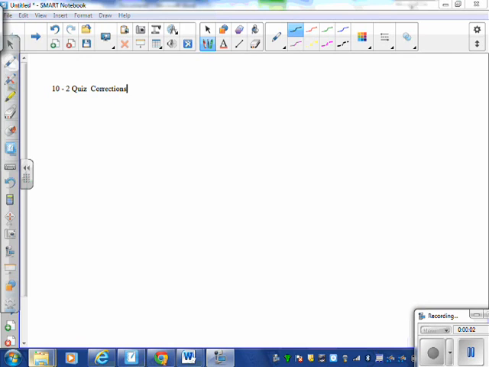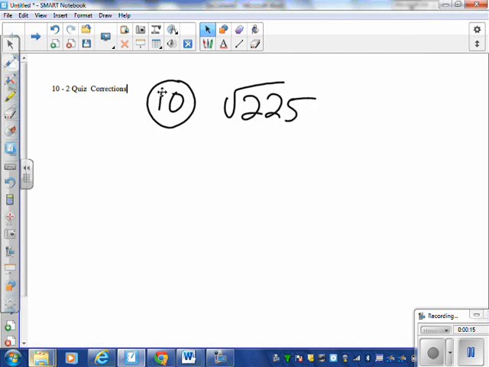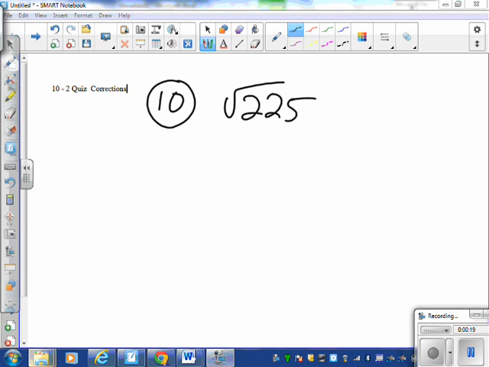In question number 10, we had the square root of 225. How do we do this problem? If you put this in your calculator right away, your answer is going to be 15. But sometimes you're going to have to do it all the way.